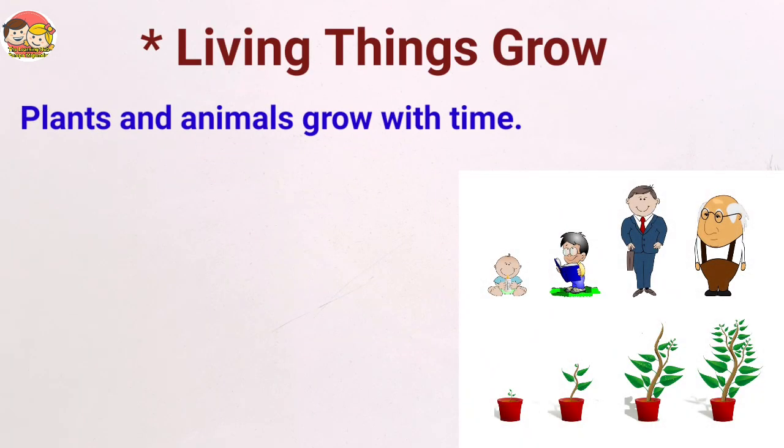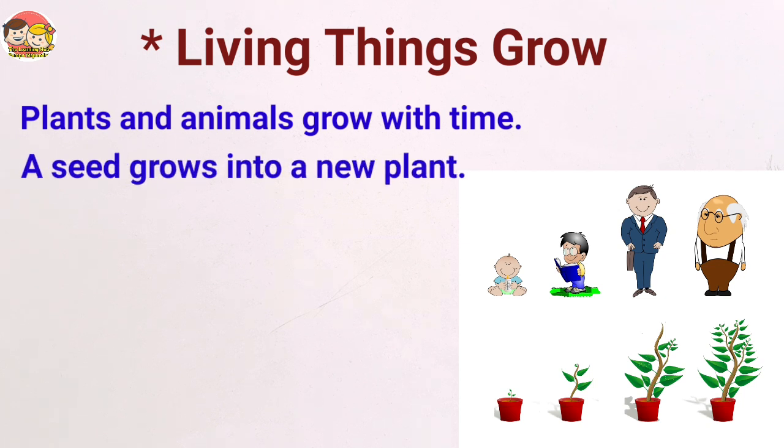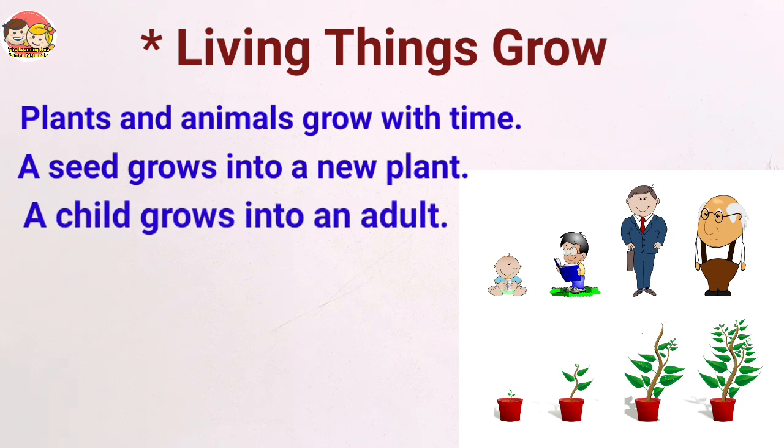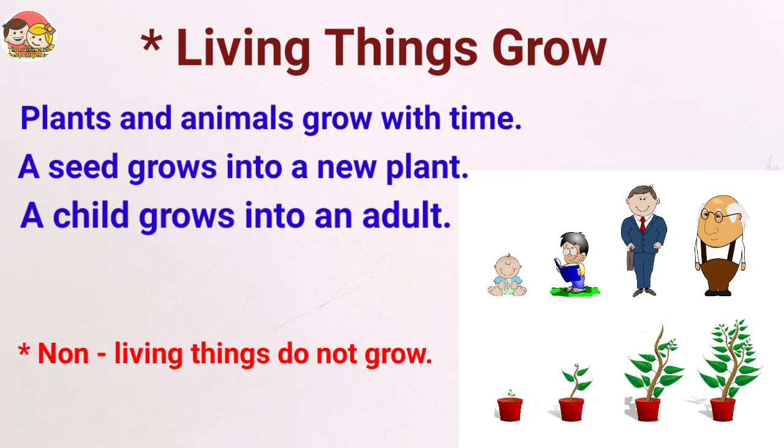Living things grow. Plants and animals grow with time. A seed grows into a new plant. A child grows into an adult. Non-living things do not grow.